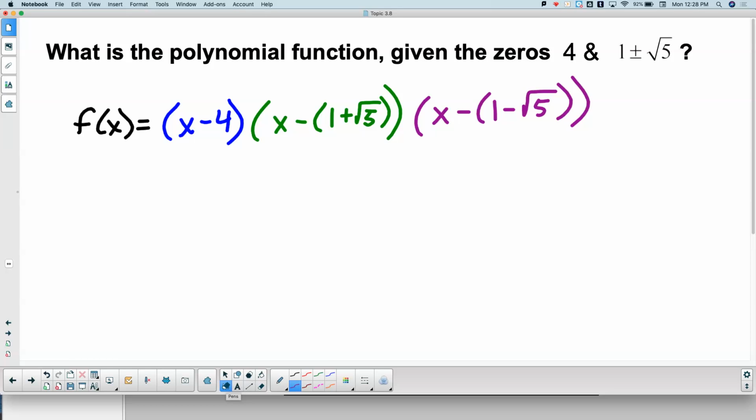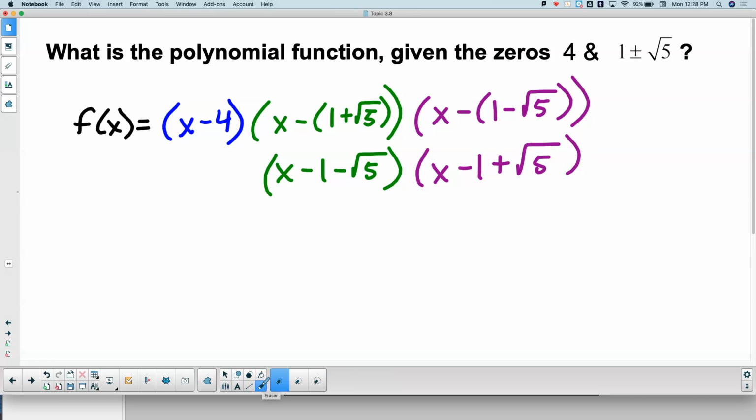So could I rewrite this green one as x minus 1 minus the square root of 5? Is that legal? Yeah? Okay. Could I rewrite the purple one as that? Is that legal? Yes? Yeah, just distribute the negative sign in the inner workings of the parentheses. Love it. Okay. So then this one, I take this x and it's got to go into all three of those parts.